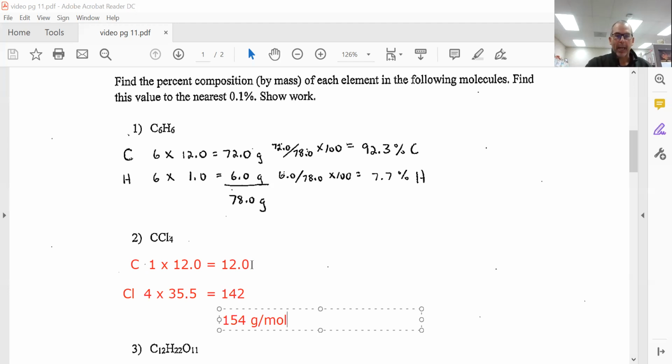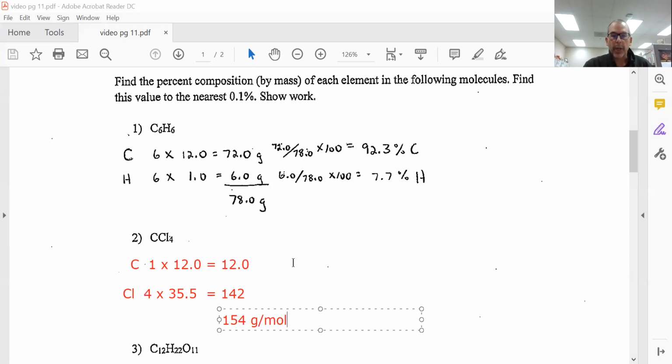Right away, I'm looking at this and saying, wow, in CCl4 there are more chlorine atoms, but chlorine is also heavier. So the vast majority of this mass is going to come from the chlorine. It's not just a 4-to-1 ratio, it's even bigger because chlorine is heavier. So what am I going to do? I'm going to take this 12 and divide it by the 154.